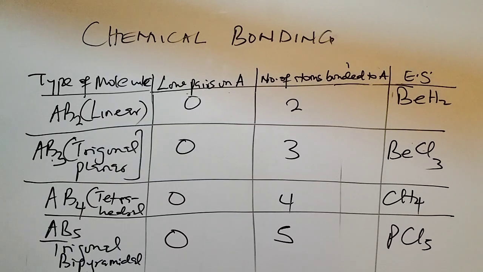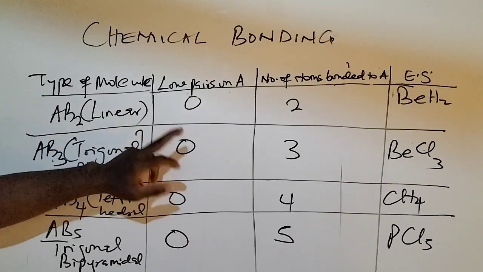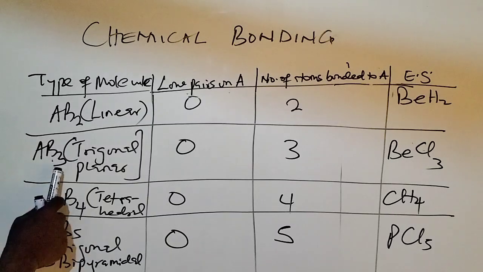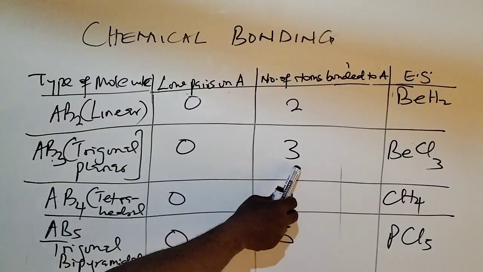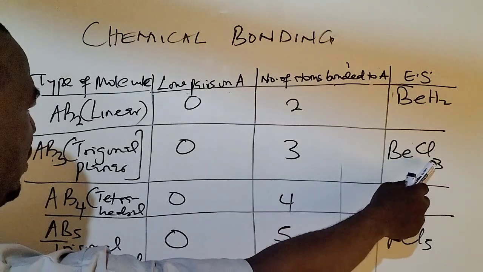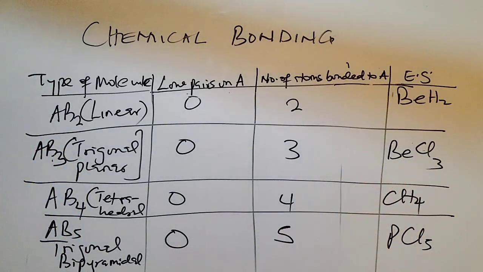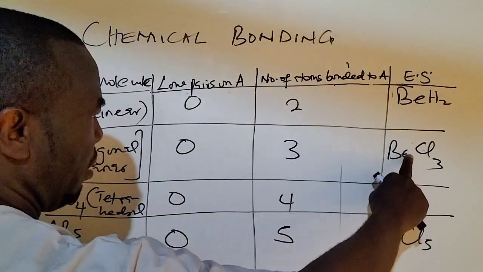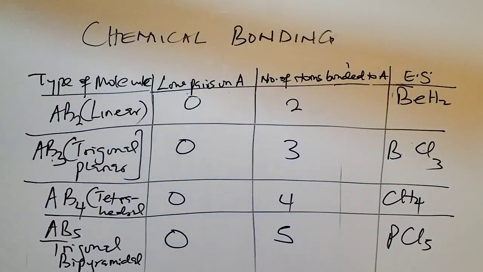The next one we looked at was a molecule with the general form AB3, where A is the central atom with 0 lone pairs on it, and is bonded to 3 atoms, so B3, like boron trichloride, BCl3. Such a molecule will have what is called a trigonal planar shape.